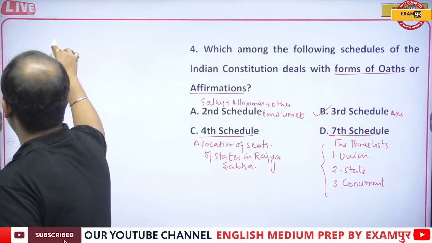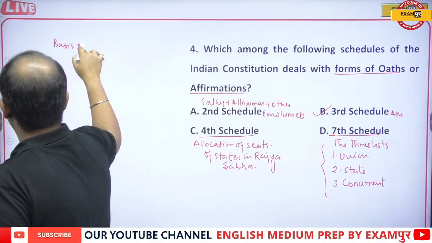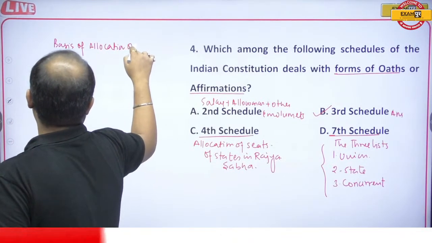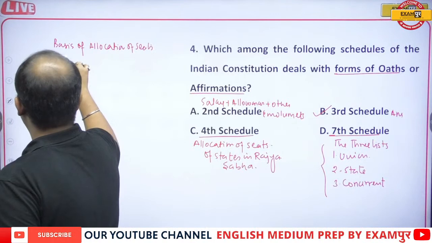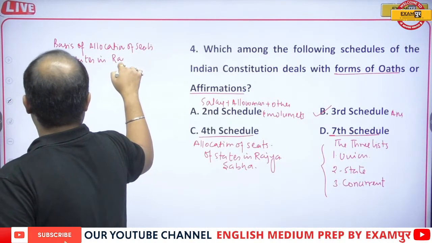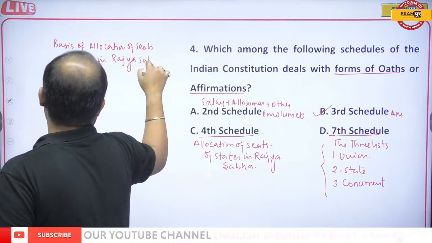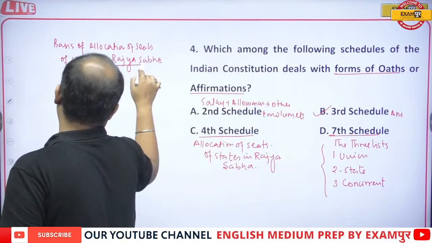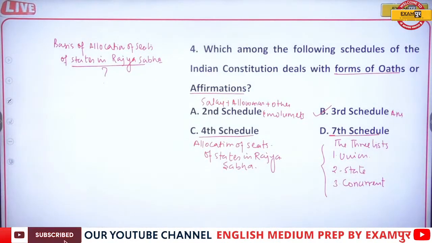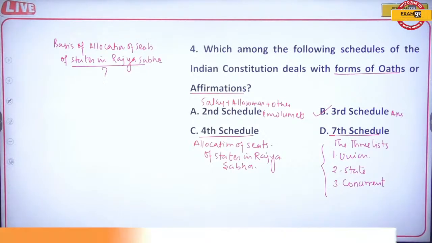Now, what is the basis of allocation of seats of states in Rajya Sabha, guys? On what basis are the seats allocated in Rajya Sabha? Can you tell me the answer? On what basis are seats allocated to the states in Rajya Sabha? On what basis, guys?